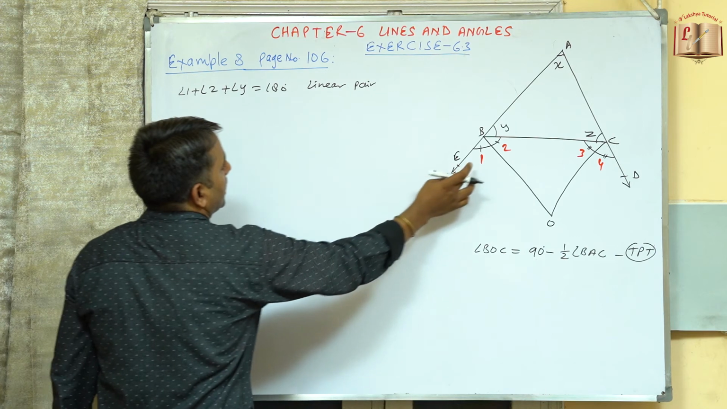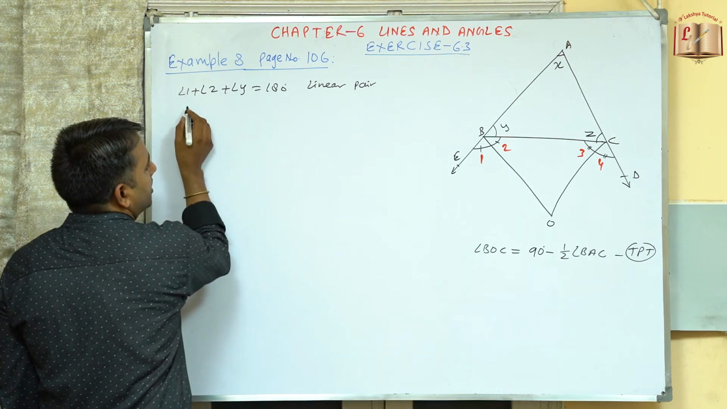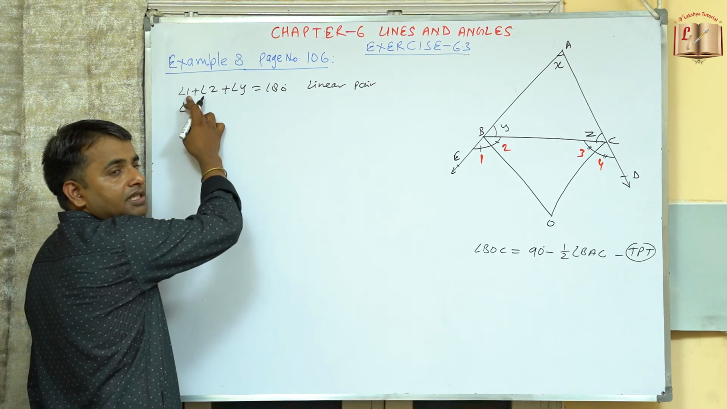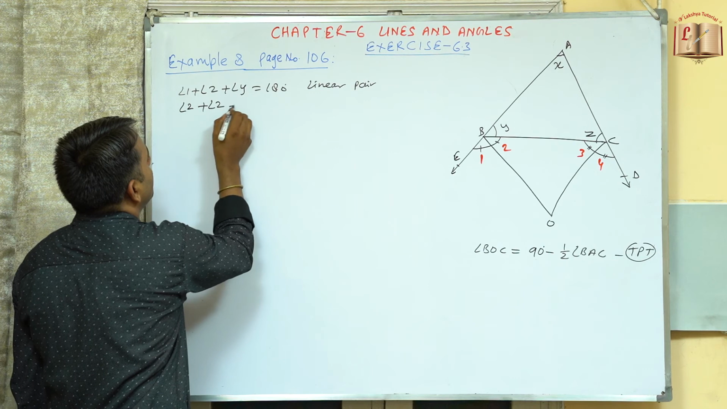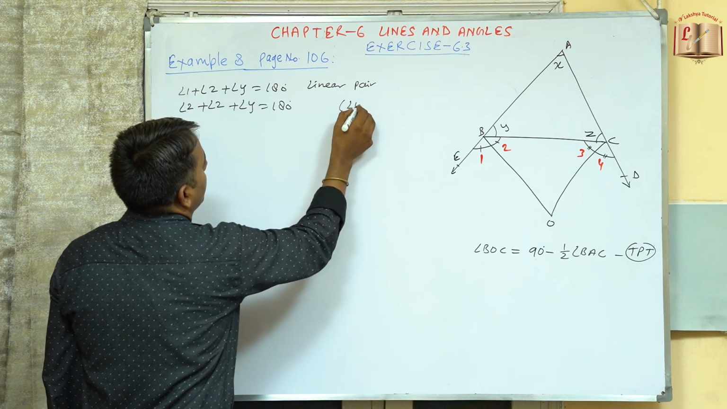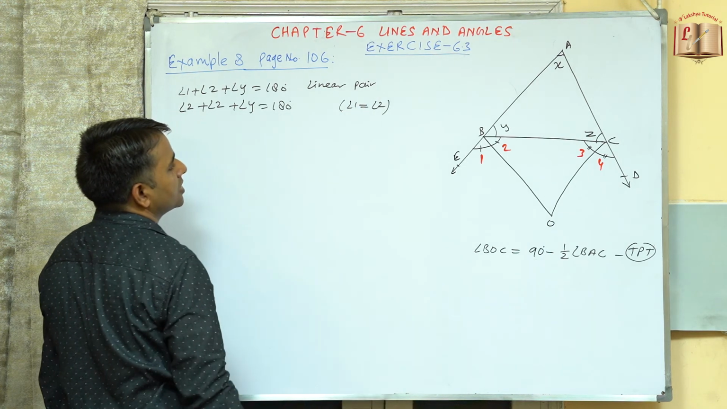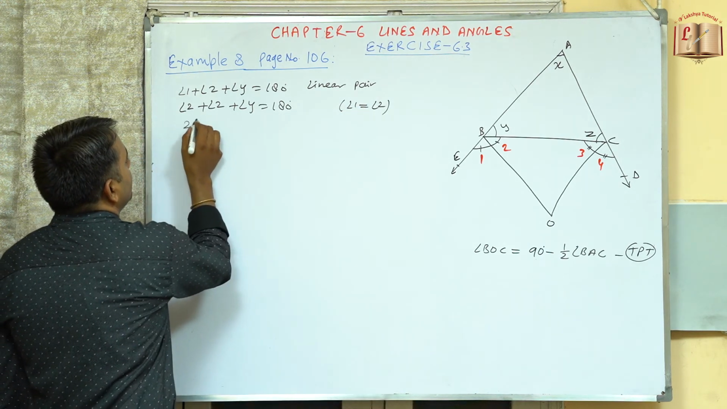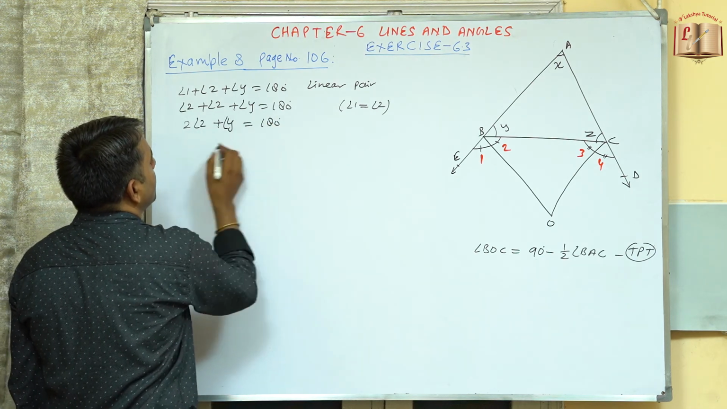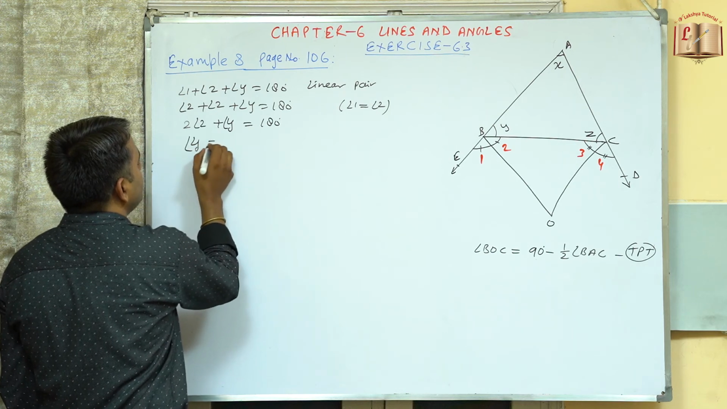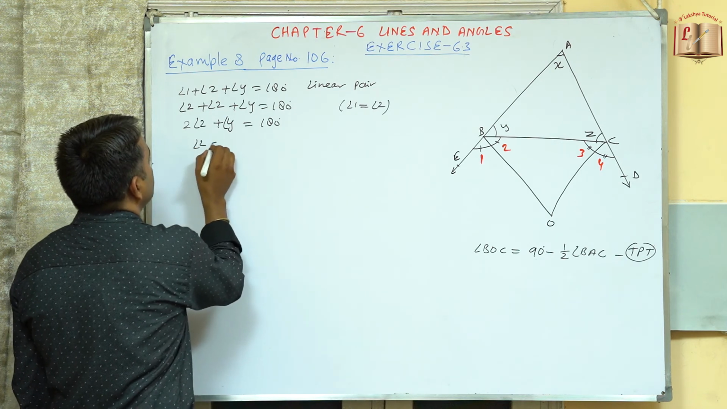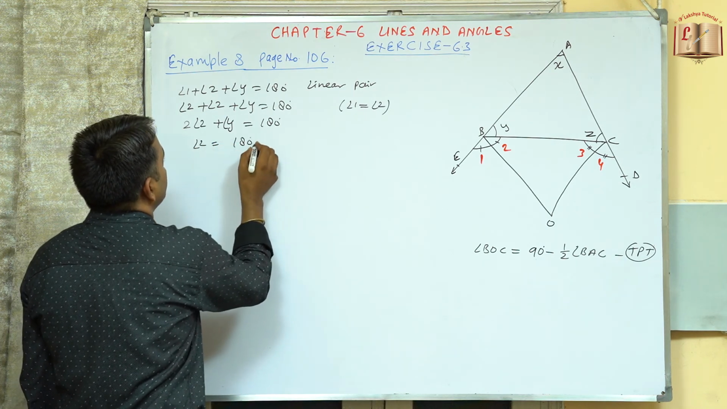From here, angle 1 is equal to angle 2, this is already given to us. So in place of angle 1 we can take angle 2. So this is angle 2 plus angle 2 plus angle y equals 180 degrees. This will be twice of angle 2 plus angle y equal to 180 degrees, or simply angle y, or we can write from here angle 2 is equal to 180 degrees.